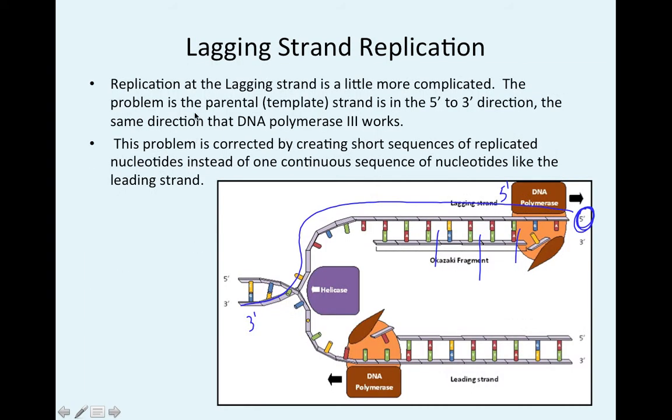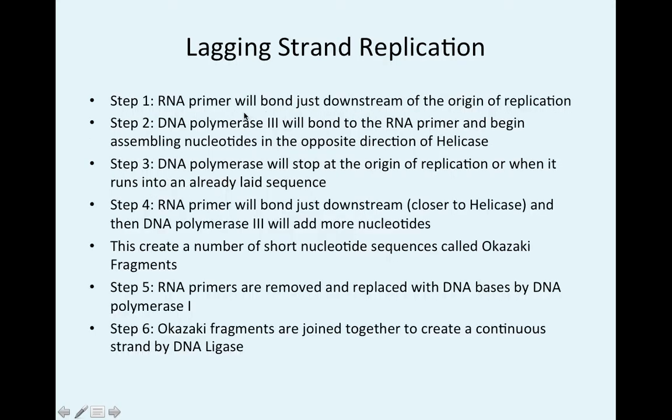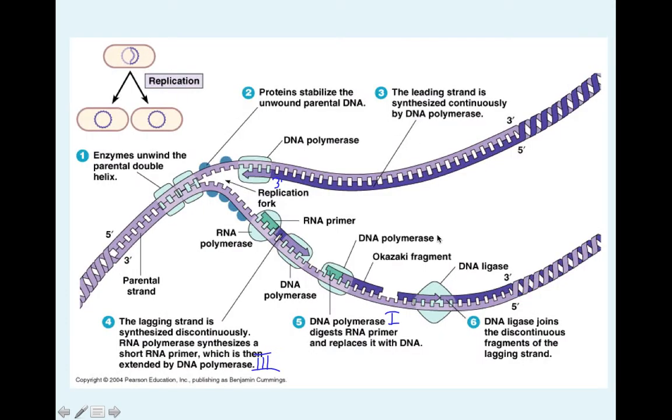So the first part, okay, RNA primer will bond just downstream of the replication origin. So here's my lagging strand here on the bottom. The first thing I need to do is attach primers. So that primer, here's a primer, here's a primer. The first thing that has to come in here is this little green spot right here, which is a primer. So we're going to add in a primer. That's the first thing we're going to do.